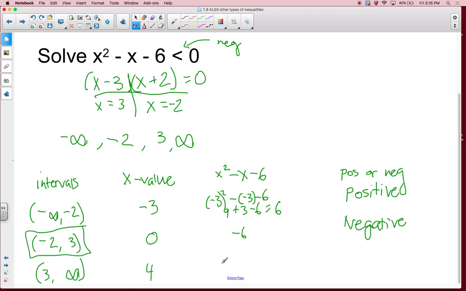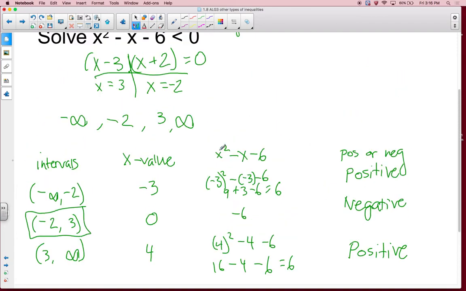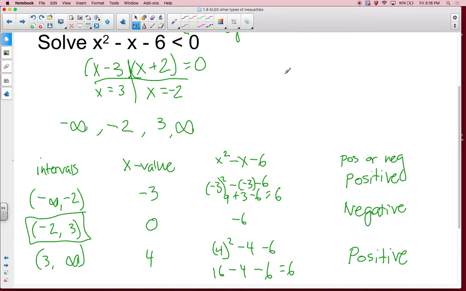We'll see here if this one works. Plugging in 4. 4 squared minus 4 minus 6. That is 16 minus 4 minus 6 for a total of a positive 6 here. That one is positive. We don't want it to be positive. So therefore, our only solution here is from -2 to 3. Since it's just less than 0, we are not including either of our critical values, so therefore we use parentheses.